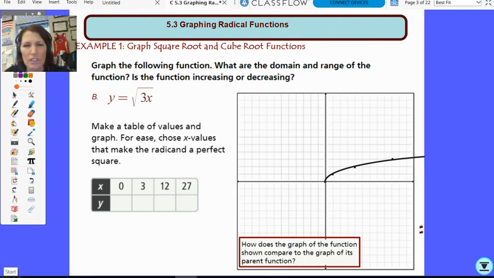When you're choosing table values for this one, again, try to make it so you can have a perfect square root. If I plug in 0, it's still going to be 0. If I plug in 3, 3 times 3 is 9, and so you notice you get a perfect square root. That's why we want to pick the value of 3 for x. The square root of 9 is 3. If I plug 12 in there, 3 times 12 is 36, and the square root of 36 is 6. Okay, and continue to go on.